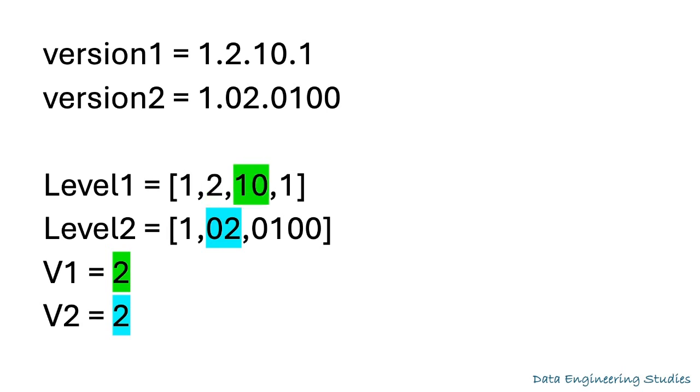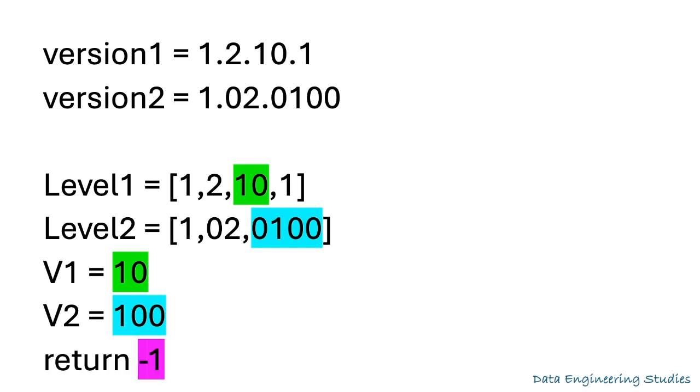We will assign 10 to v1 and we will iterate to the next element of level 2. We will assign 100 to v2. Now we will compare both v1 and v2. v2 is greater than v1, so we will return -1. In our case, version 1 has 4 revisions. Since we have already returned the value at revision 3, we don't have to go to the next element in level 1. We will return the output as -1.